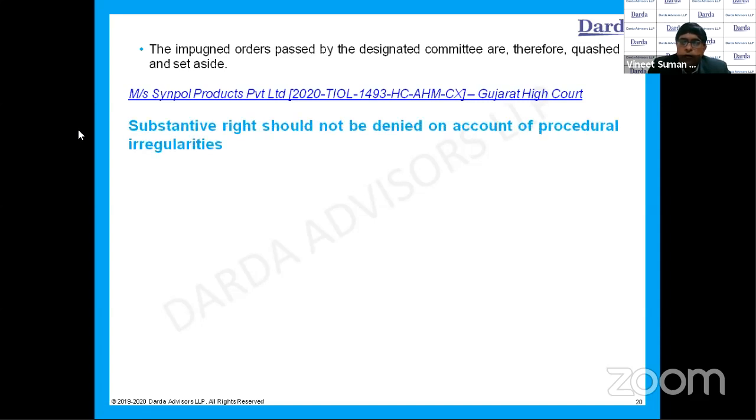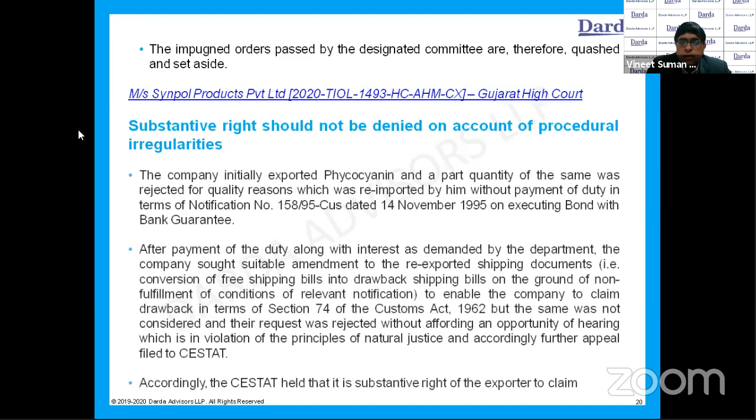Again, the ruling which we are going to discuss is about the legal right, and which is very common, and we have seen a number of judgments in the apex court. It says substantive rights should not be denied on account of procedural irregularities. This judgment is of a state and from customs, but the principle applies for all legislation, including GST.